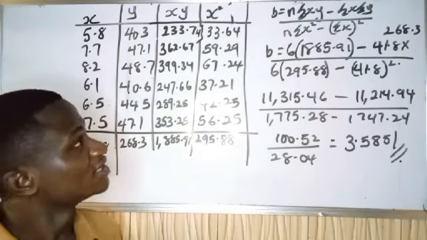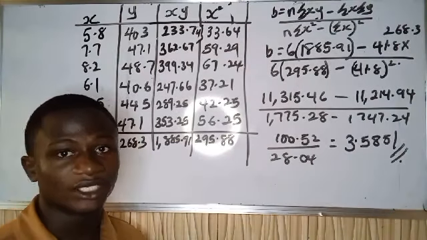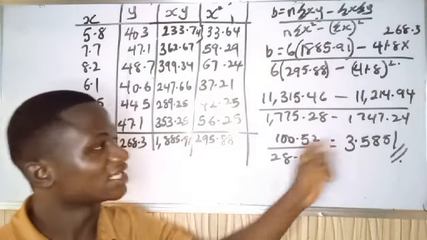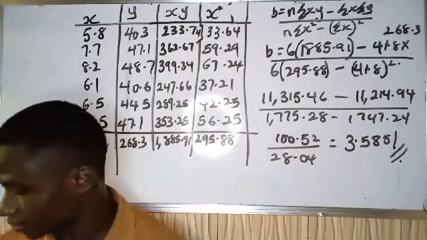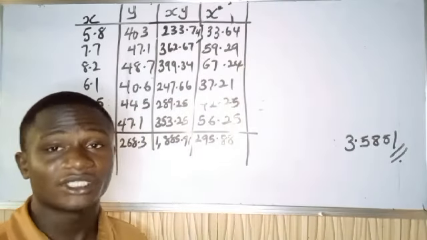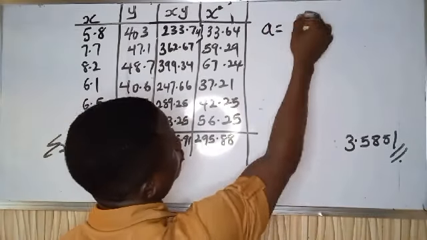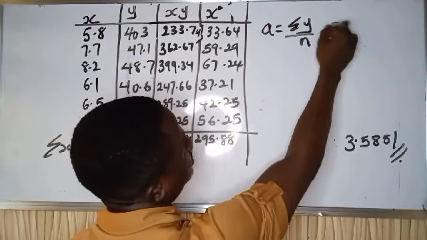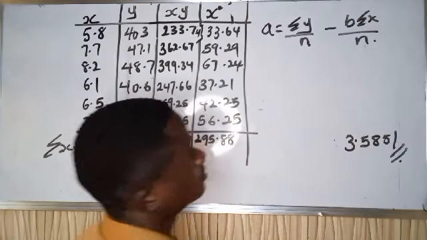So let's solve for A and see how we can go about that. For us to solve for A, we need the final answer for B. So this is our B, 3.5851, and we need to get our A. Don't forget that the formula for our A, which is our fixed cost, is equal to summation Y over N minus B times summation X over N.